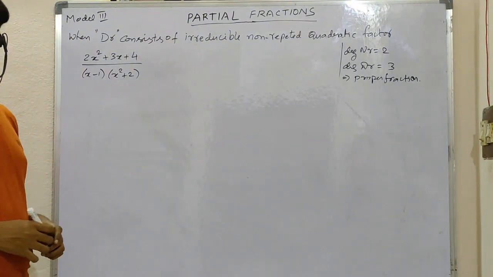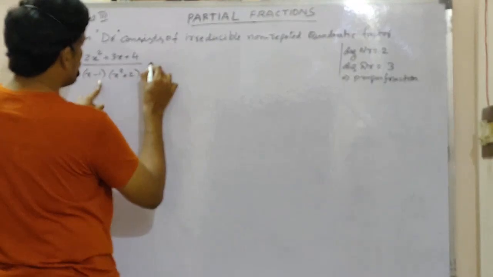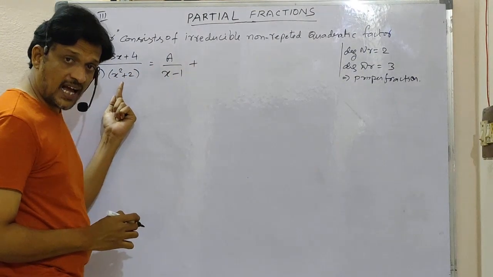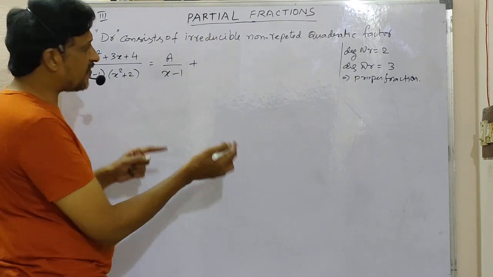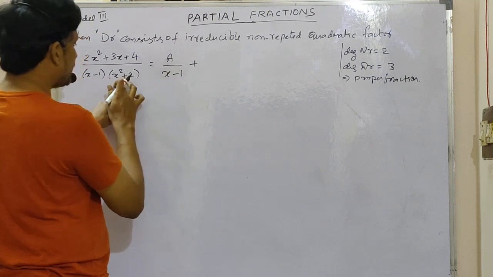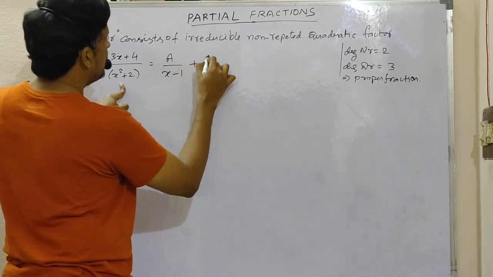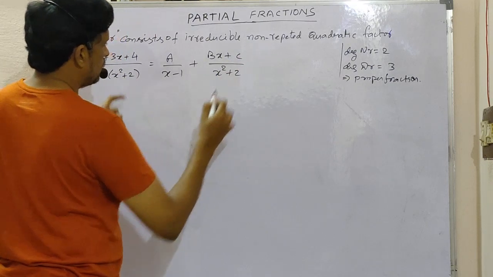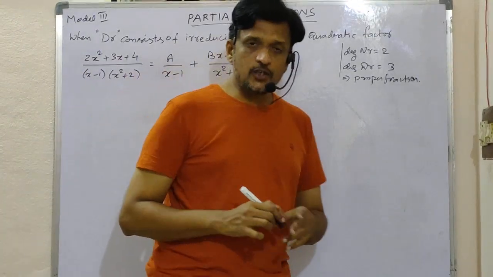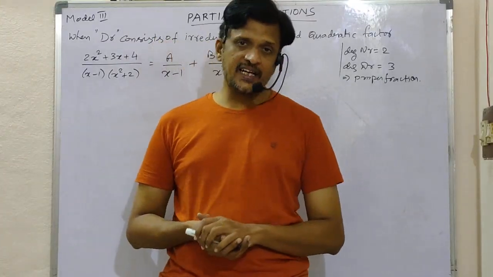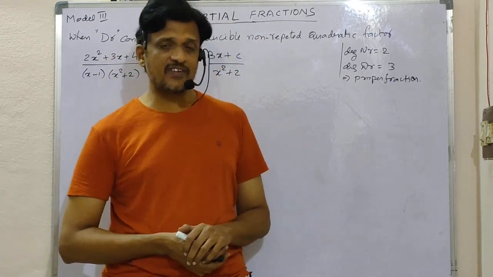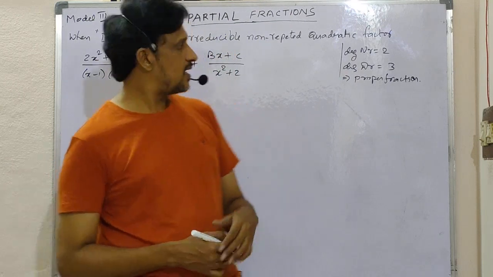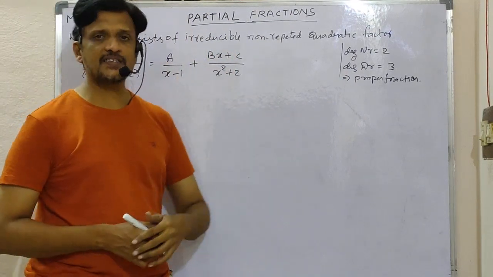So write this as the sum of the partial fractions. Corresponding to x − 1, you will get a partial fraction of the form A/(x − 1), and corresponding to this quadratic, since x² + 2 is of degree 2 and non-repeated, you will get a partial fraction of the form (Bx + C)/(x² + 2). That means corresponding to every non-repeated irreducible quadratic factor, you will get a partial fraction of the form (Ax + B) over that quadratic factor. But we already used A here, that is why I am writing Bx + C.